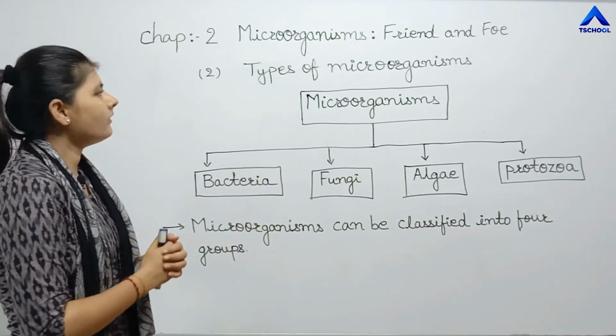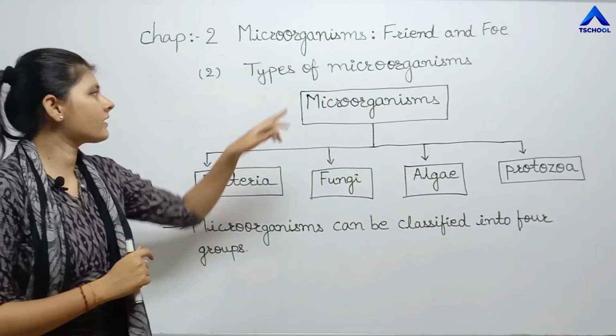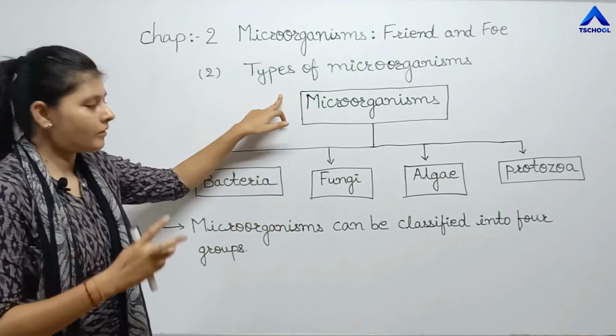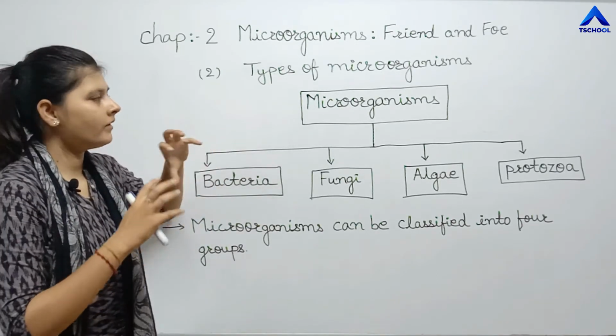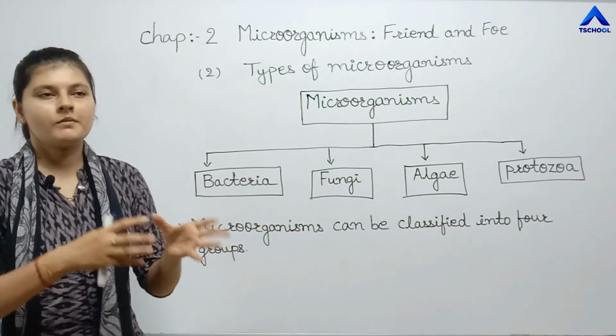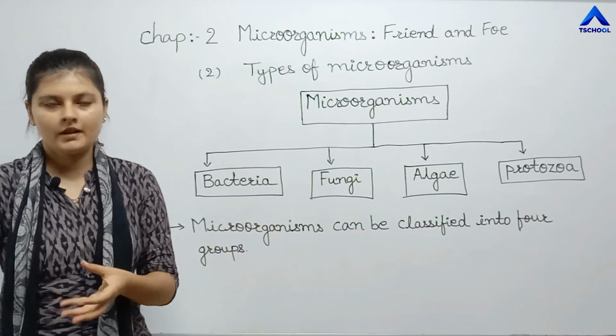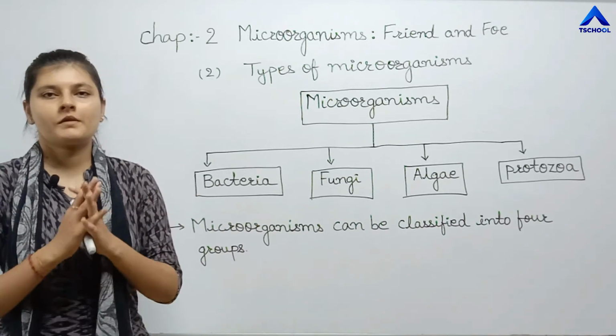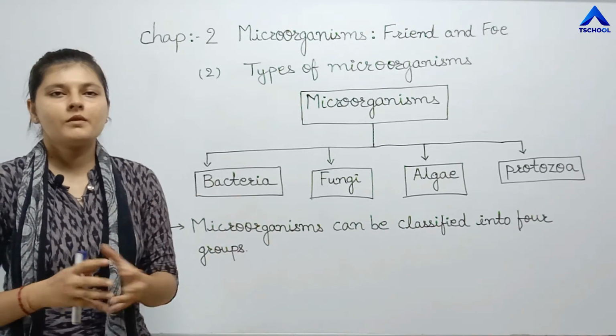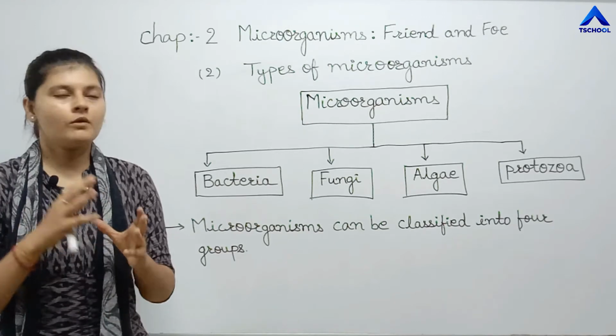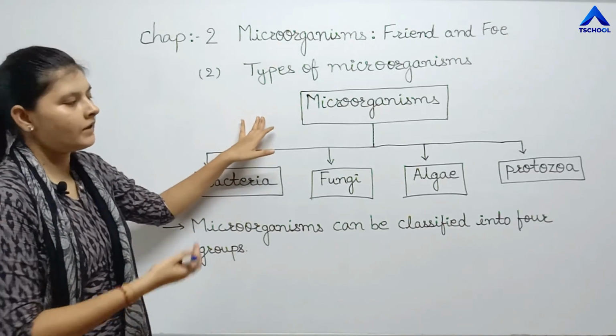Okay, so now we are discussing the topic number 2, that is types of microorganisms. So as I discussed earlier, we have discussed what are microorganisms, where do they live, and how they are useful and how they are dangerous, right. The study related to it is called microbiology. The disease causing microorganisms are called pathogens. And now we are talking about the types of bacteria.